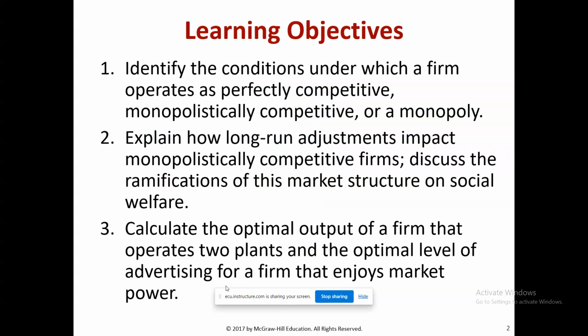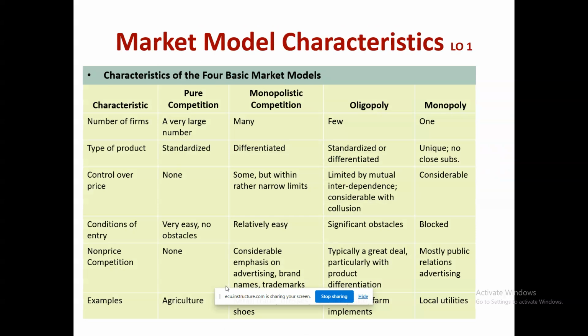In this video, we will identify the conditions under which a firm operates as perfectly competitive, monopolistically competitive, or monopoly. We will have a review of the rules for profit maximization for each of these market structures. We'll study monopolistic competition, that is, a unique market structure that combines monopoly and perfect competition.